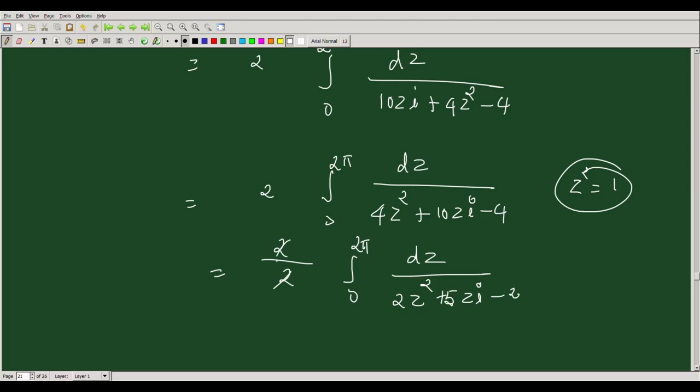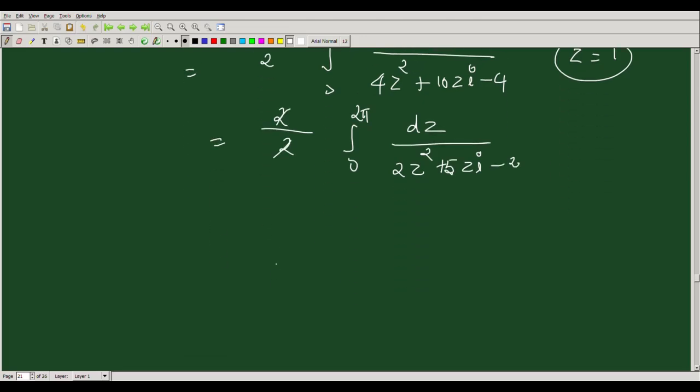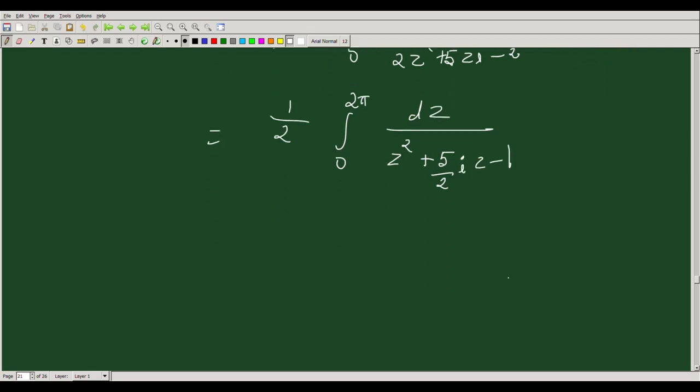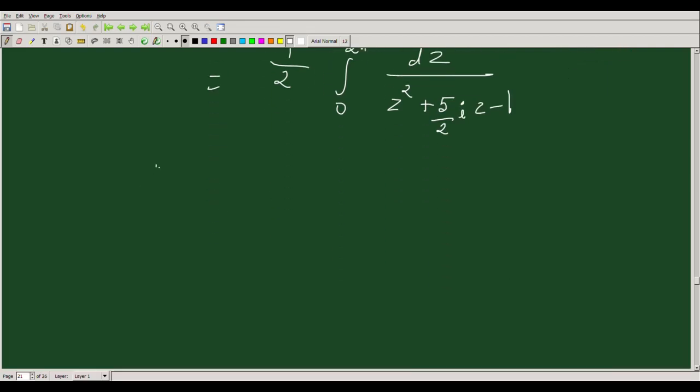This 2 is getting cancelled. Then the coefficient of z square is 1. That's why I am taking 2 outside, in the denominator. So the denominator 2 outside, integral 0 to 2 pi dz by z square plus 5 by 2i into z minus 1. Correct? You are taking 2 outside, in the denominator. And then finding poles.